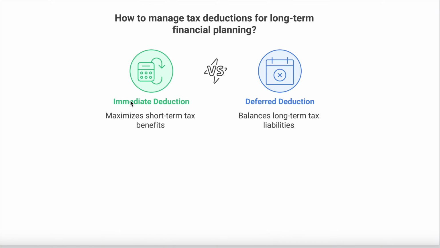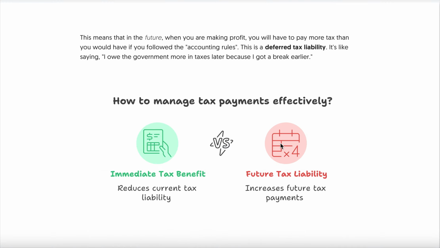So, as you can see, immediate deduction maximizes the short-term tax benefit, but deferred deduction balances long-term tax liabilities. So what that means in the future, when you're making profits, you will have to pay more tax than you would have if you followed the accounting rules. This is the deferred tax liability. It's like saying I owe the government more in taxes later because I got a tax break earlier.